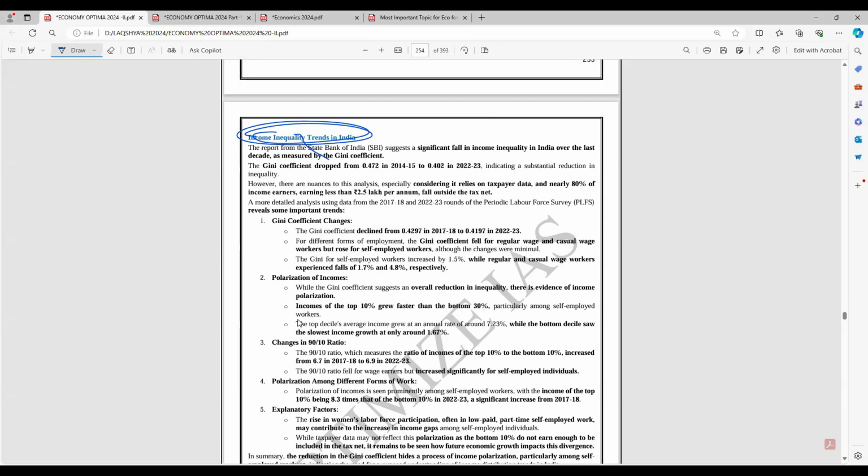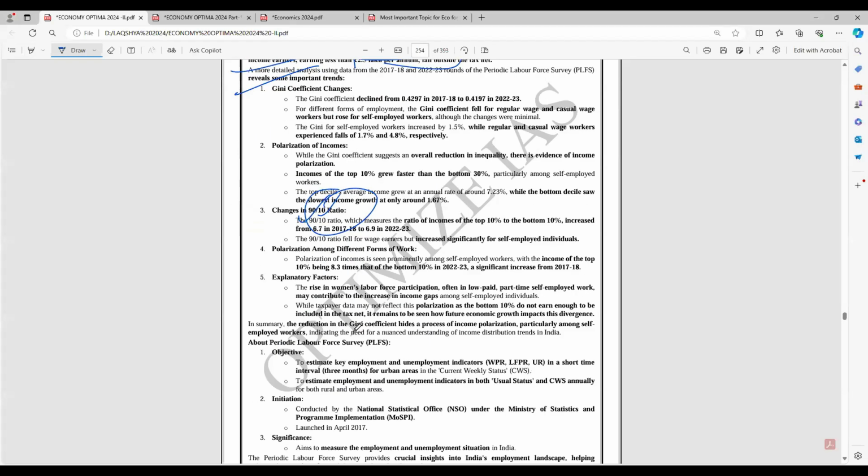But if you see some government reports, like the SBI report says what? Gini coefficient has dropped from 0.47 to 0.42. Okay. So there is a lot of controversy. I don't know exactly whether they will ask this or not. But inequality as a concept, they may ask you. Okay, 90-10 ratio is also very, very important. How much income the top 10% of the economy has. Very, very important.